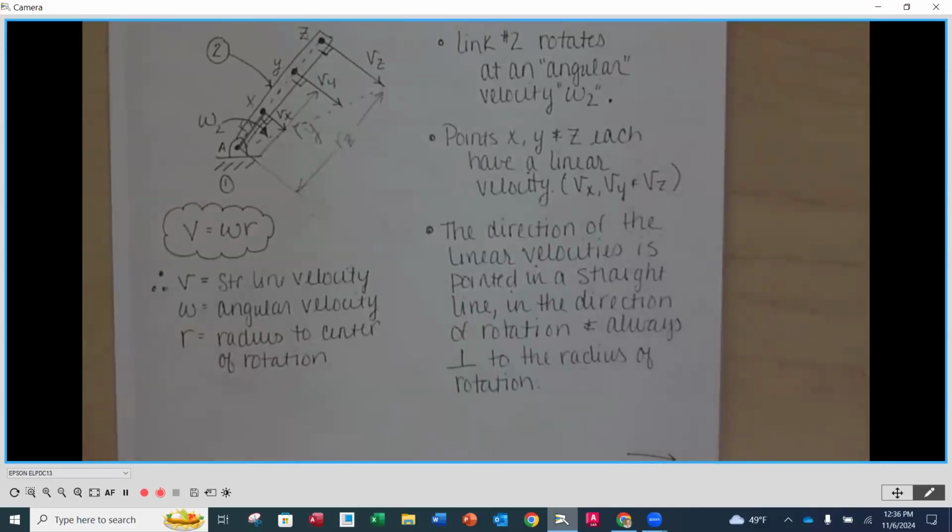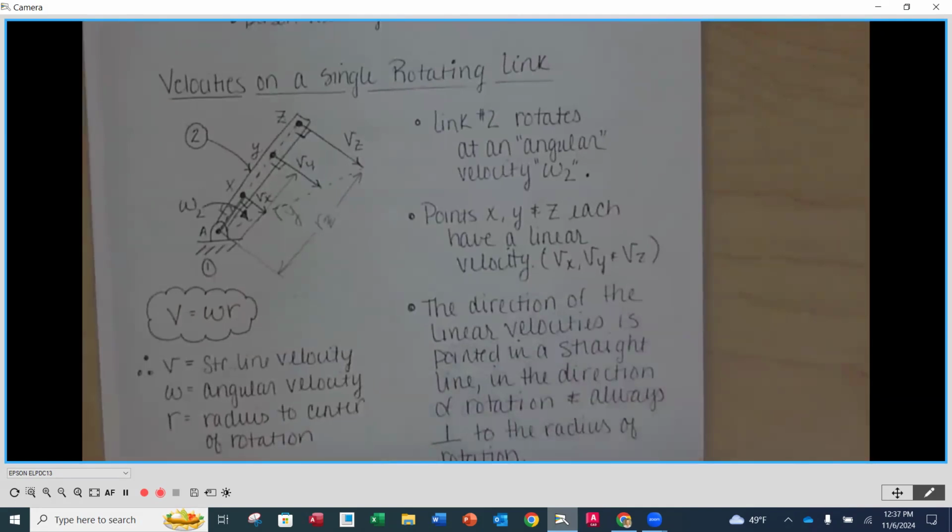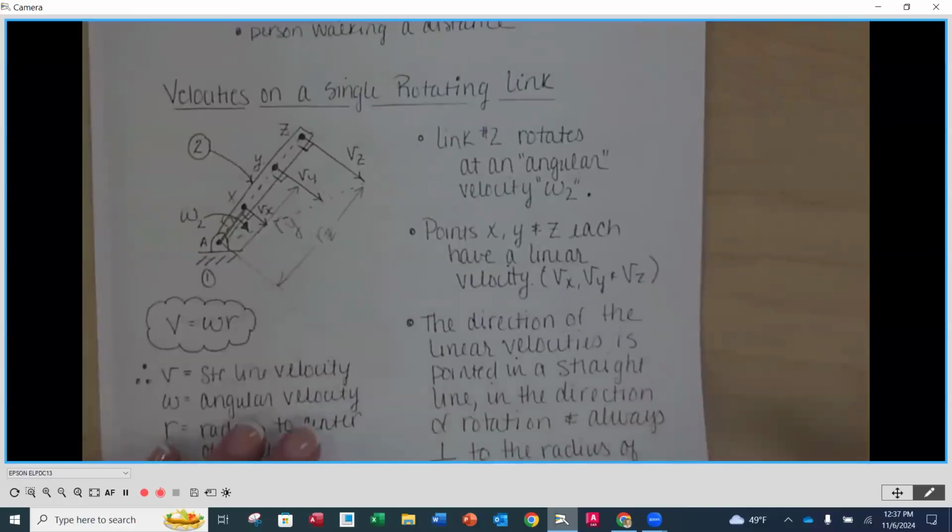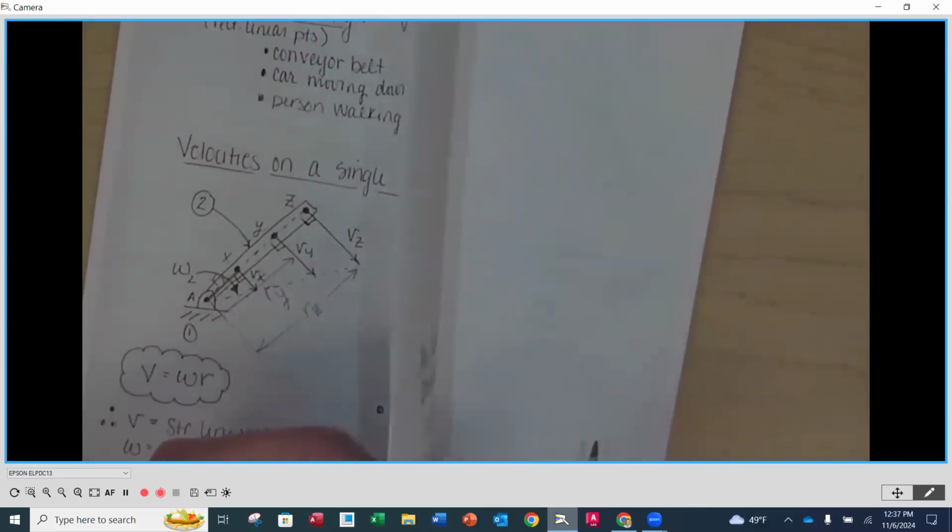How many have seen this stuff before? Okay, maybe, okay, good. And we will continue to apply this. So let's turn the page, and there's some stuff to fill in back over here.